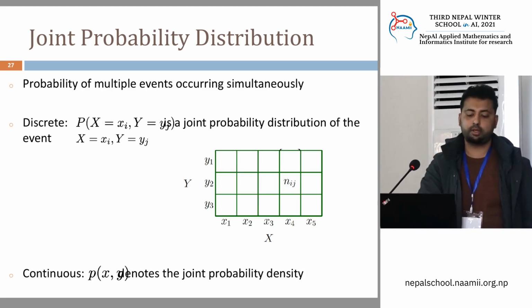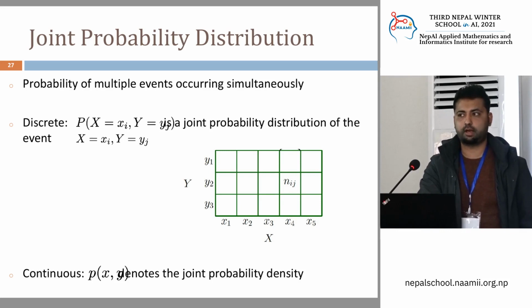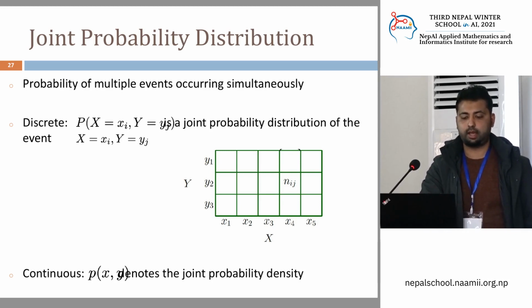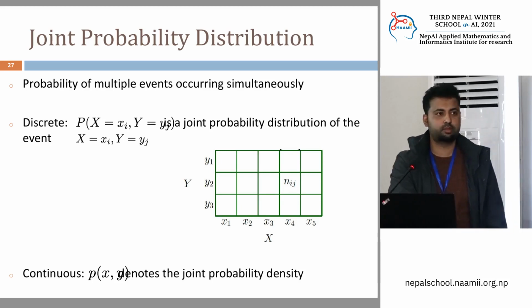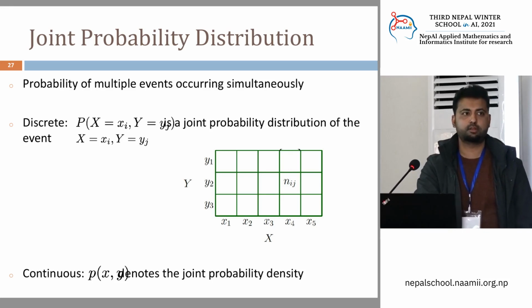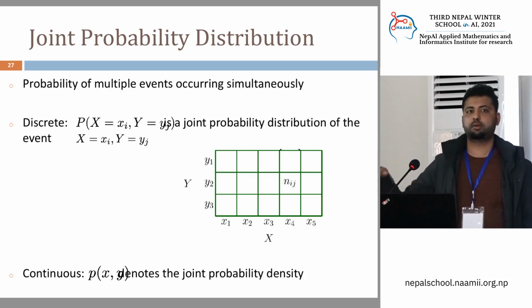Similarly, when you have continuous random variables, you have a continuous joint probability distribution, and that would be a surface. Here, you were talking about the y-axis denoting the probability density function and the x-axis denoting the event.